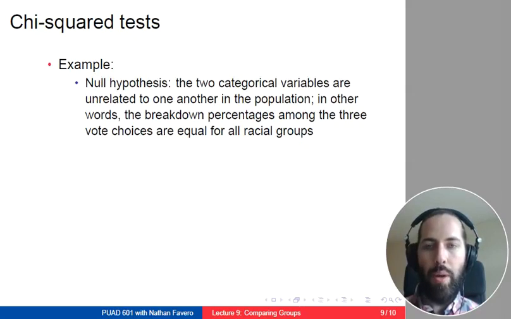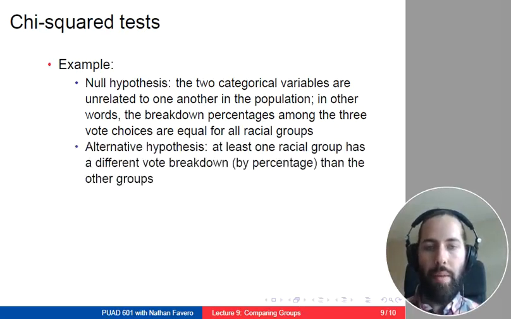So if we want to try to put the null hypothesis for the chi-squared test into words, we would say something like the two categorical variables are unrelated to one another in the population. That's fine if you're trying to summarize a null hypothesis. There's multiple ways we can say it, but that's one. The two categorical variables are unrelated to one another in the population. That's our null hypothesis. Another way we could say this: the breakdown percentages among the three vote choices are equal for all racial groups. In other words, the percent that supports Obama versus the percent that supports Romney versus the percent that supports other is equal for all of those rows, for all those different racial groups.